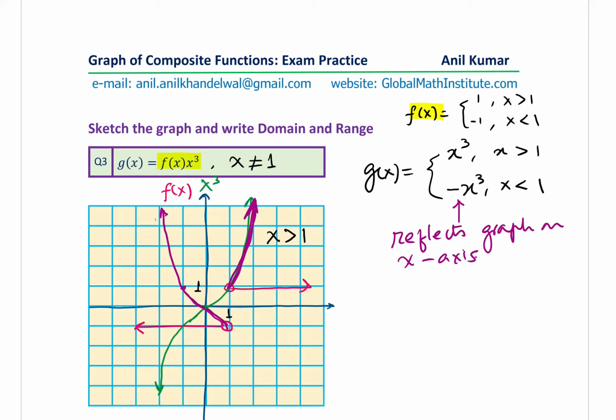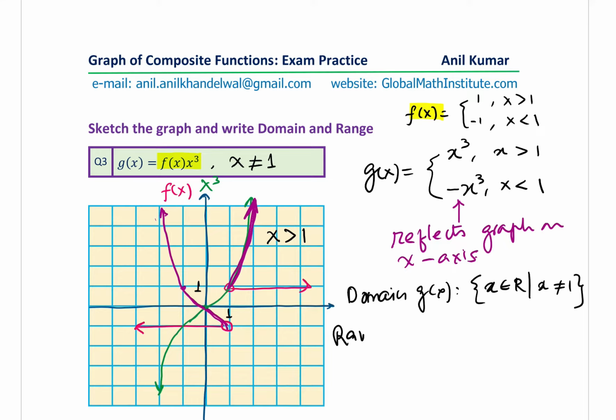Now let's write down the domain range of this particular function. So we are saying domain of g of x is what? So clearly it is all real numbers except for 1. So x belongs to real numbers, but x is not equal to 1, since the function f of x is not defined for x equals to 1.